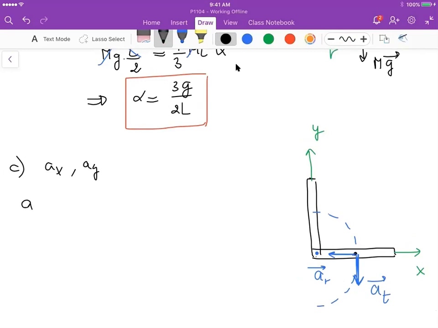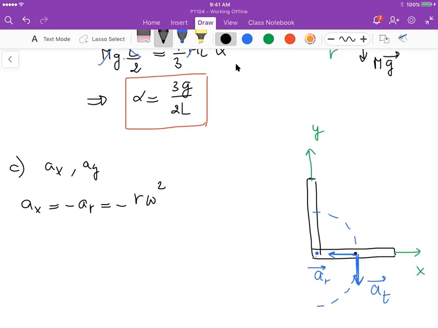So ax is nothing else than minus ar, because ar is along the x-axis but in the opposite direction. And ar is nothing else than v squared over r, right? Or it can be written as r times omega squared. Both are fine. Let's write it down as minus r multiplied by omega squared, because we have the value of omega.